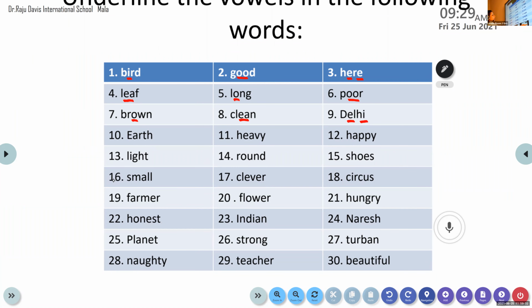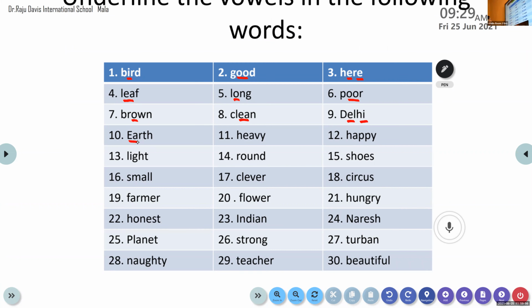Lee. It is earth. So which are the vowels? E and A. Very good. So E and A are the vowels in it. Very good. Lakshana, yes.